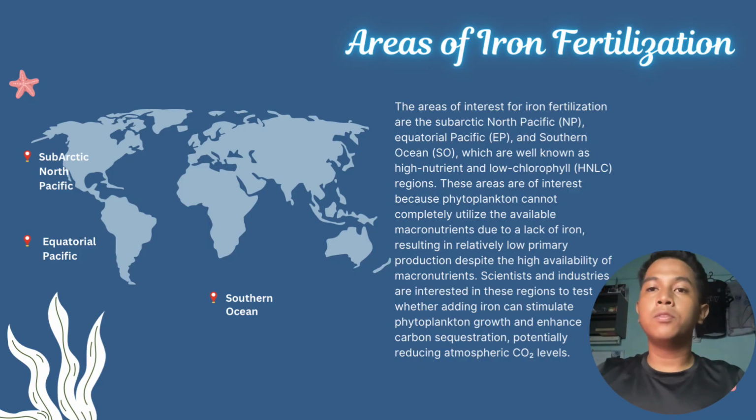The next area of interest. The areas of interest for iron fertilization that are commonly done are the subarctic North Pacific, the equatorial Pacific, and the Southern Ocean. These are high nutrient, low chlorophyll (HNLC) regions. In these areas, phytoplankton cannot fully utilize the available macronutrients because they lack iron. This results in relatively low primary production. Despite the high availability of nutrients, scientists and industries are interested in these regions to test whether adding iron can stimulate phytoplankton growth, enhance carbon sequestration, and potentially reduce atmospheric carbon dioxide levels.